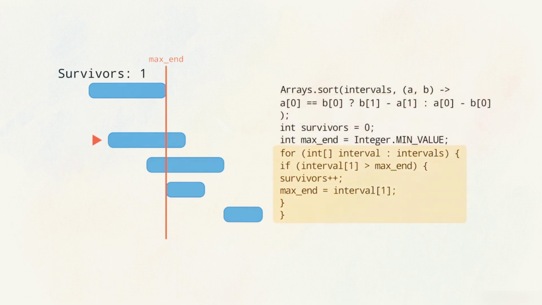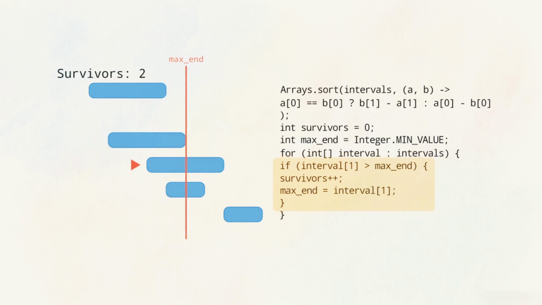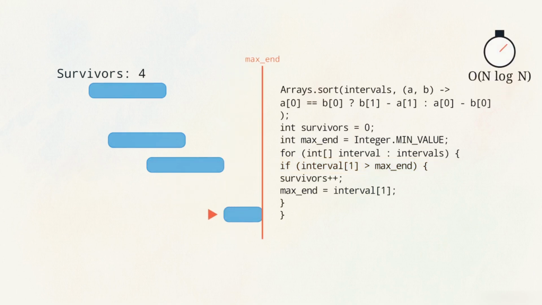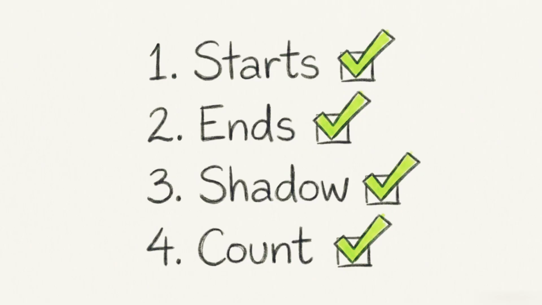We iterate through the array. If an interval pushes past our shadow, we increment the counter and expand maxEnd. If it falls behind the shadow, we simply skip it. Because we rely entirely on that initial organization step, our time complexity is O of n log n. The actual sweep is a highly efficient O of n pass, and because we only track a few variables, our space complexity remains O of 1. Sort the starts ascending, sort the tied ends descending, track the furthest shadow, and count what survives.